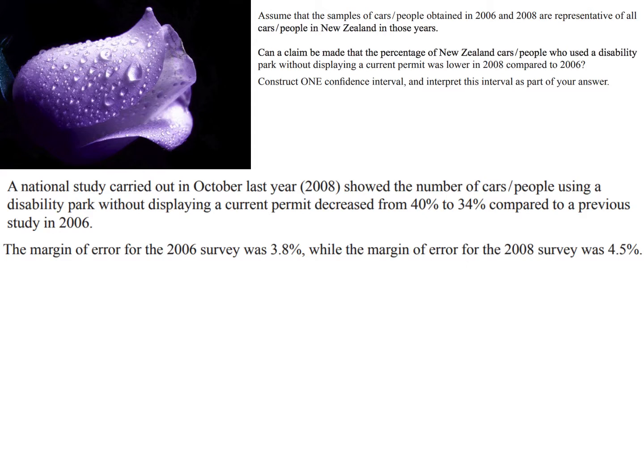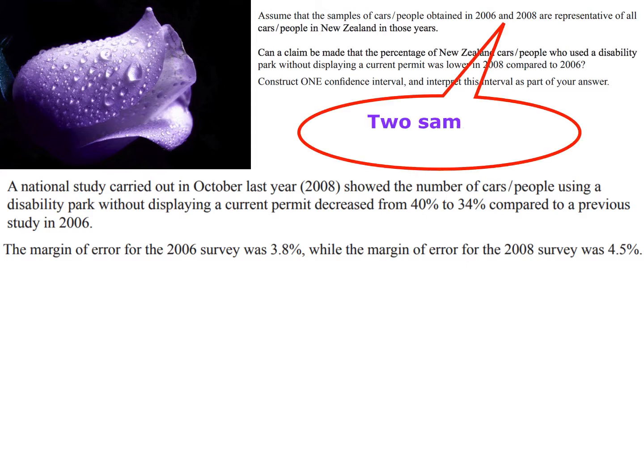In order to do a confidence interval, we need to know what situation we're dealing with. So we're comparing a survey in 2006 with a survey in 2008. They will be of two different sample sizes, two different surveys, completely different people, different year, different everything. So we know we've got two samples and that we are doing a comparison between two samples.